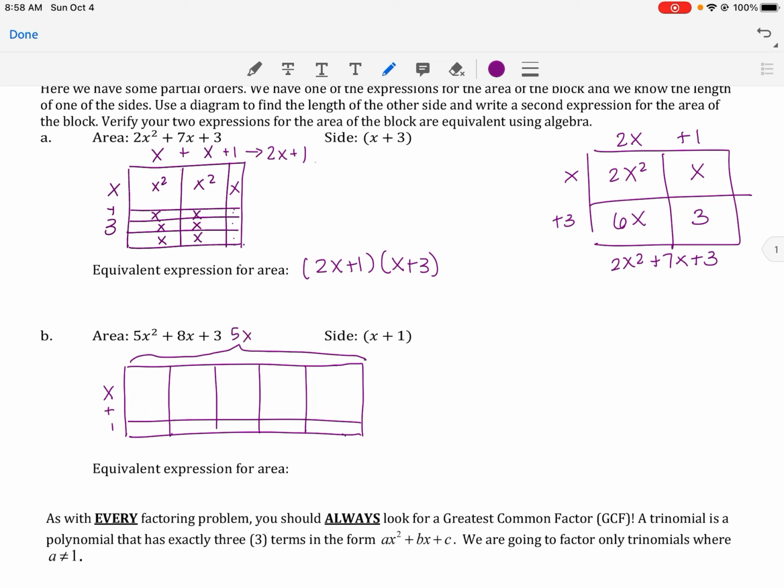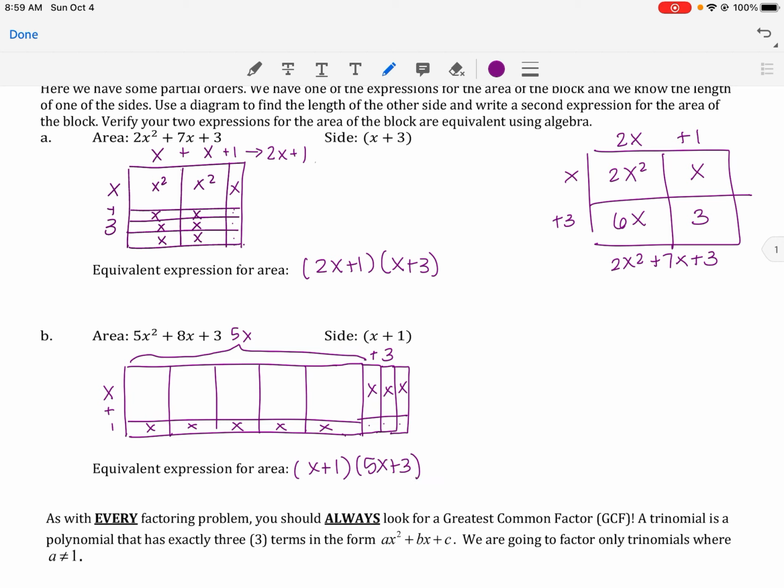Okay, let's see how many x's we now have. We have 1, 2, 3, 4, 5, but I need 3 more. So it means there's got to be 3 on this side. 1, 2, 3. X, X, X. I now have 8, and do I have 3 ones? I sure do. So this is going to be plus 3. So the equivalent area would be x plus 1 times 5x plus 3.